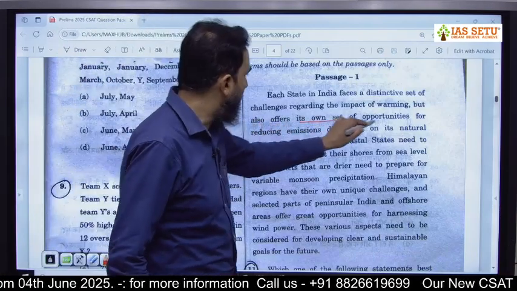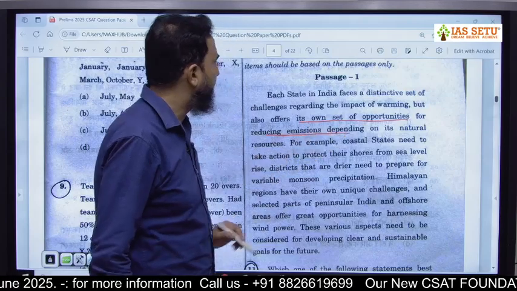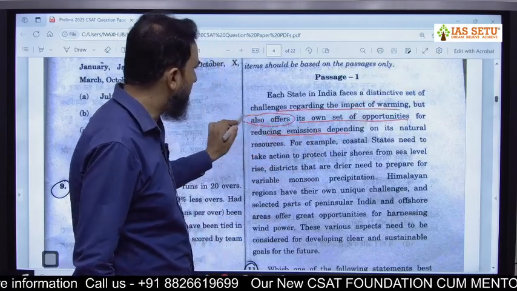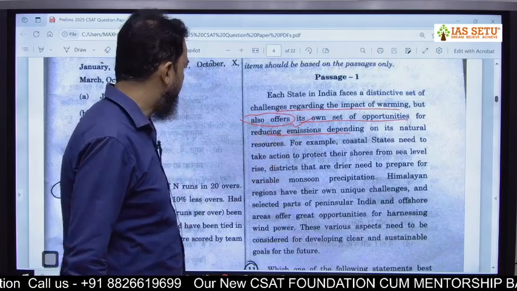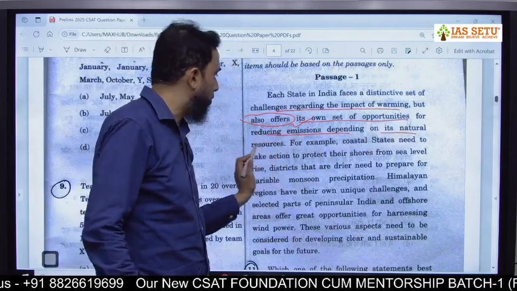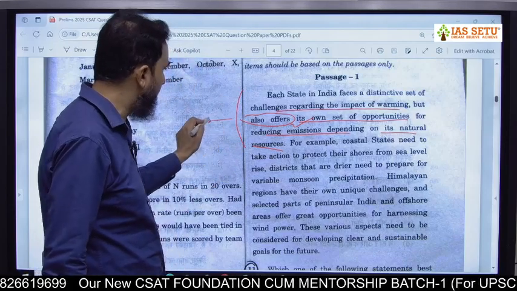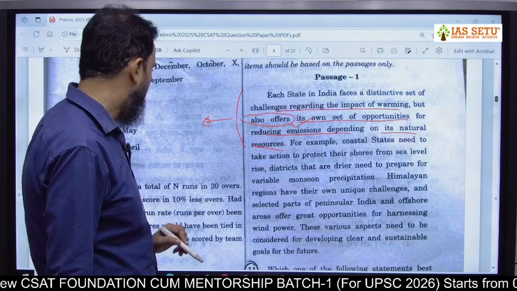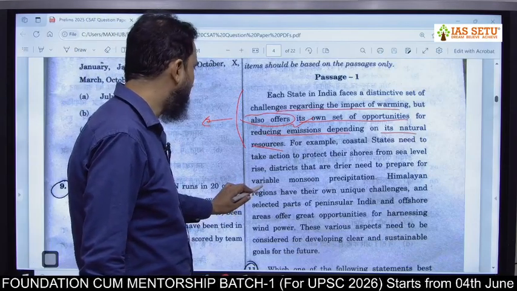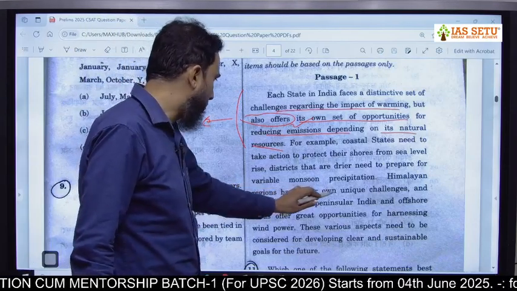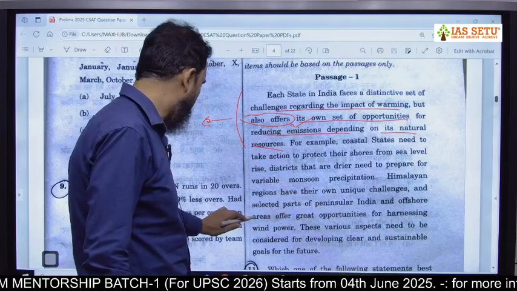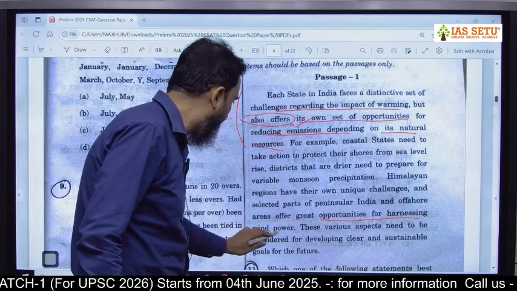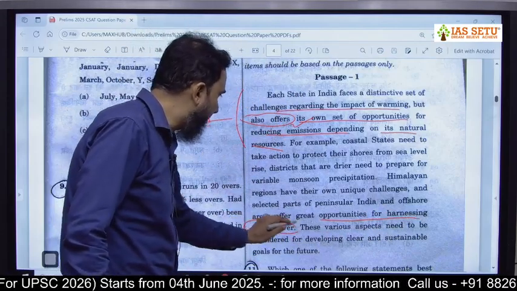They have their own set of opportunities for reducing emissions. They are facing challenges regarding the impact of warming, but also offer their own set of opportunities for reducing emissions, right? Depending on natural resources. This is the first line in support of assumption number 1. And second, he says Himalayan regions have their own unique challenge, and selected parts of peninsular India and offshore areas offer great opportunities for harnessing wind power. So whatever has been said is backed by the example.